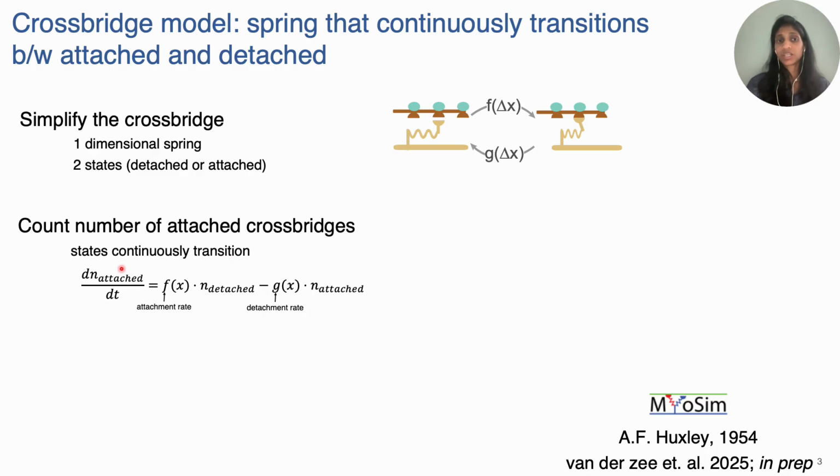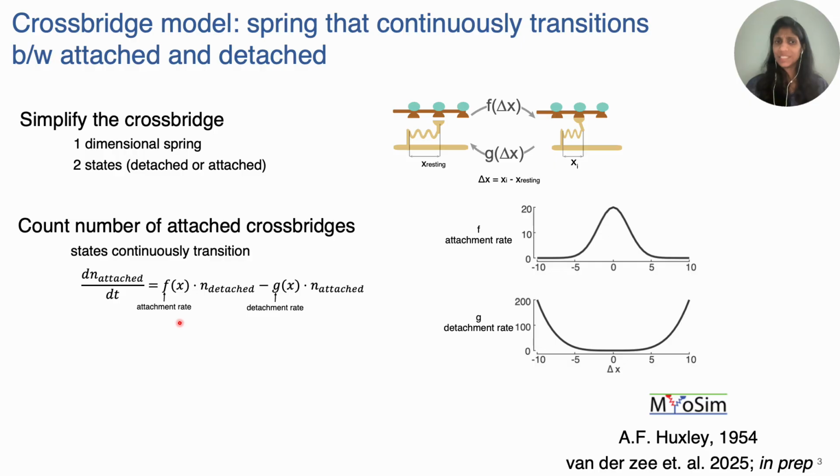But these cross bridges are continuously transitioning between being detached and attached. And the transition is governed by rate functions given by F and G. There's the attachment rate and detachment rate, which means we need to solve this equation to count the number of attached cross bridges. But these F and G, they're not individual numbers, they're actually functions. They're functions of the cross bridge length as shown on the right side.